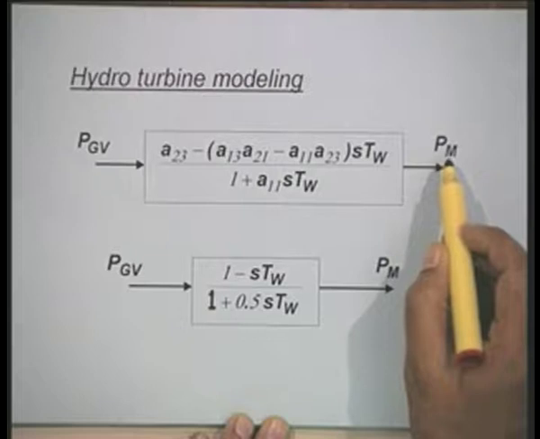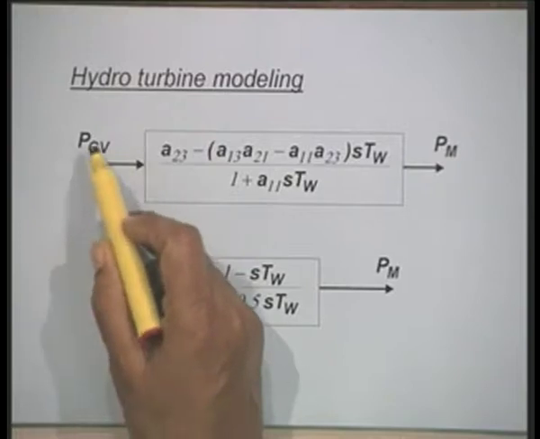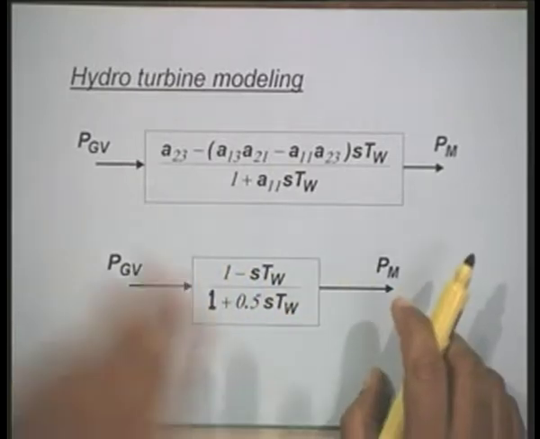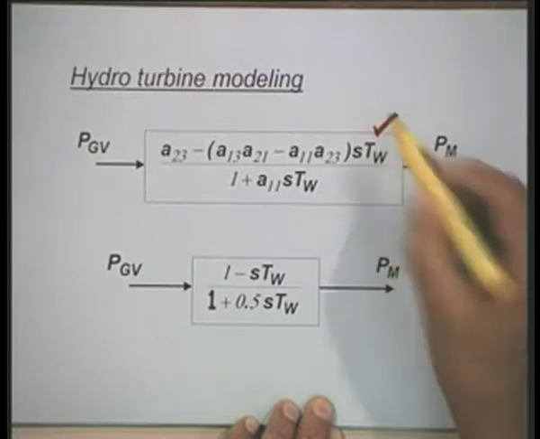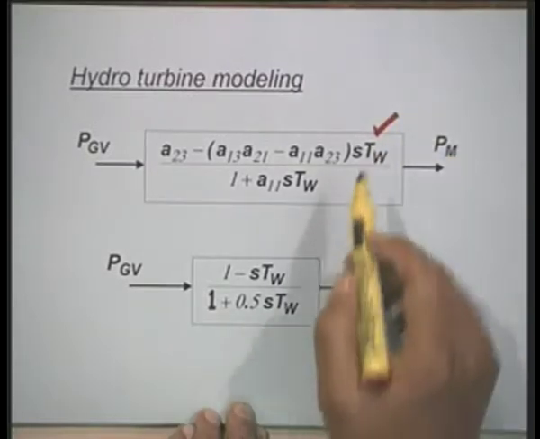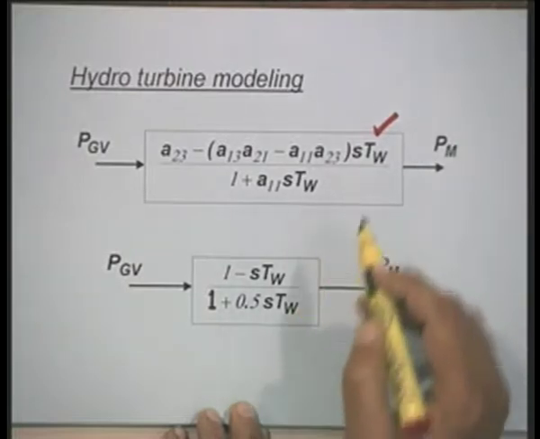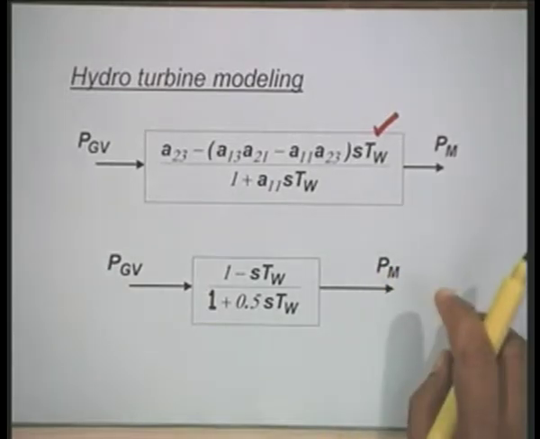The transfer function relating the mechanical power output of the hydro turbine to the gate position, that is PGV is the position of the gates, is related by these constants which were shown in those algebraic equations and an important term TW. This TW is the water time constant or water starting time constant of the hydro turbine. We will discuss this time constant TW in detail.